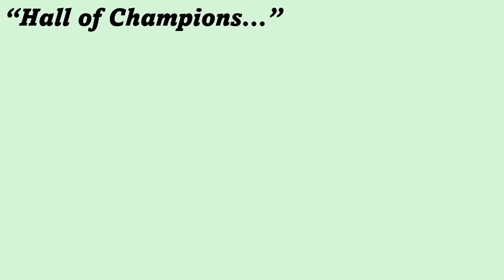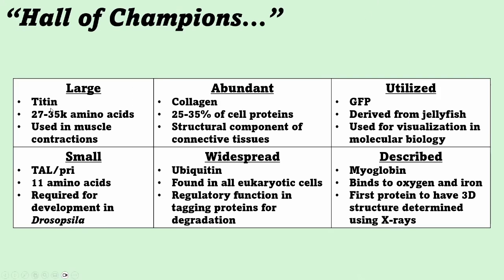All right, with that, let's close with some really interesting proteins, the record-breaking or champion-like proteins. The largest protein is titin. It is 27 to 35,000 amino acids, so it's huge, and it's used in muscle contractions. The smallest, or one of the smallest, is hard to pin down, because it's hard to tell what becomes a protein and what is just a chain of amino acids. But this is, I think, the smallest folding protein that has an activity. It's tau pri. It's only 11 amino acids, and it's in Drosophila, so those are fruit flies, and required for development.